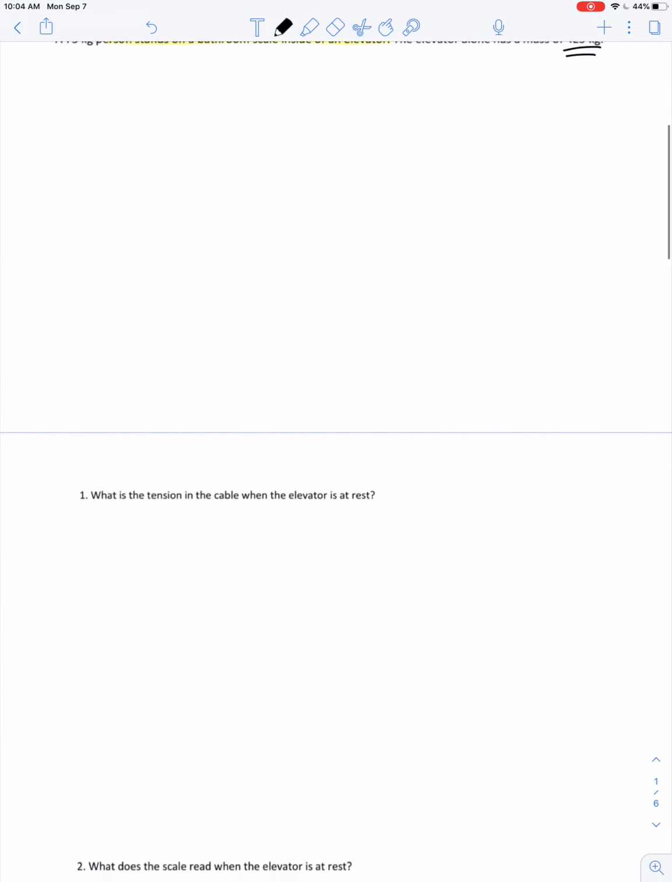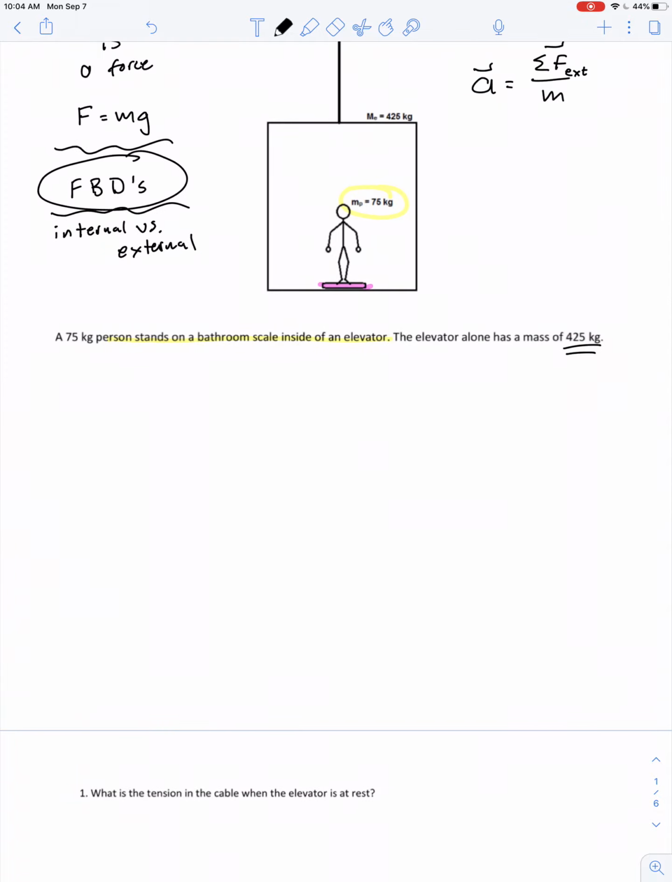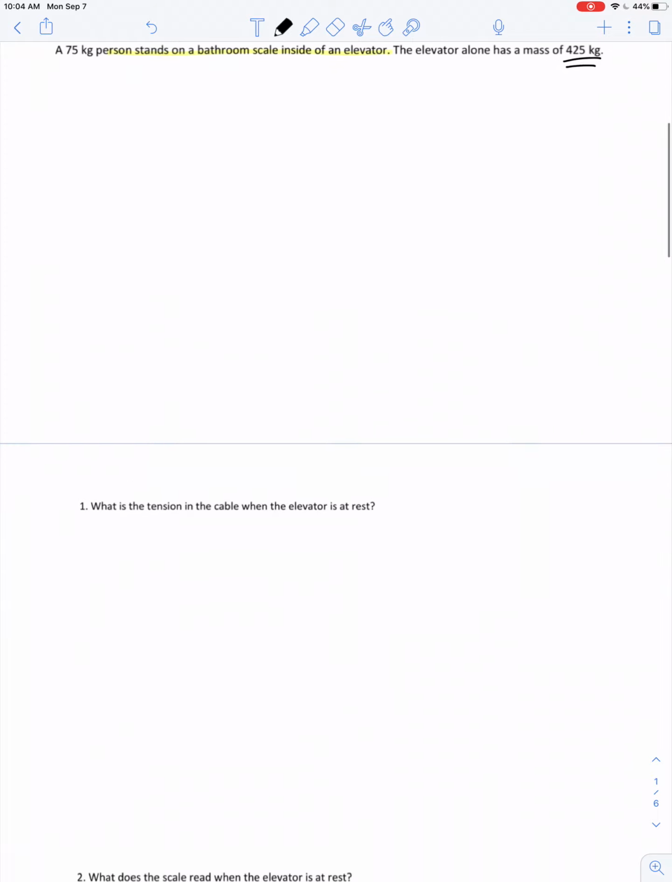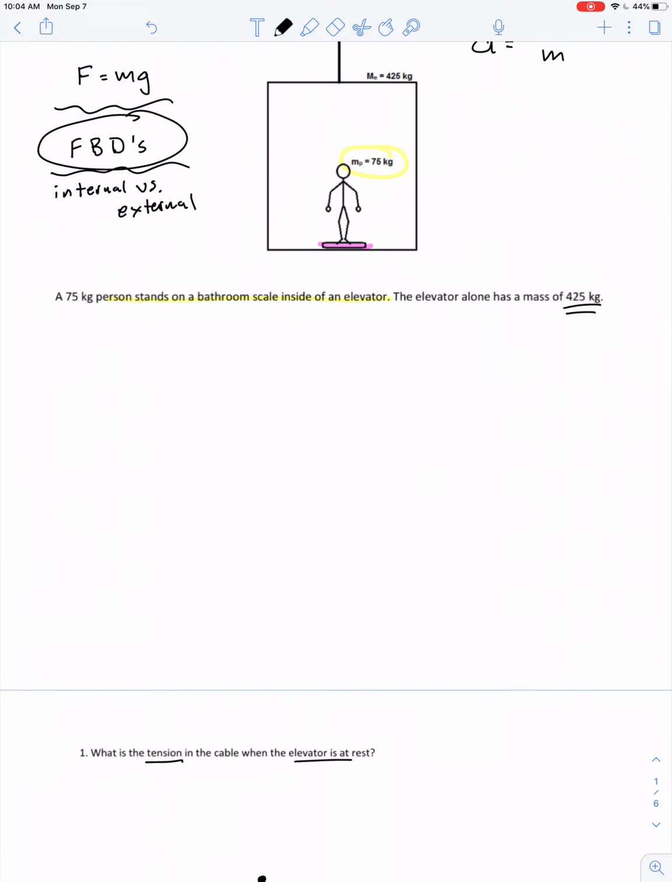What's the tension in the cable when the elevator is at rest? So let's practice making free body diagrams. So I've got a few choices. First of all, when we make a free body diagram, we just draw a dot. So what does that dot represent? Does it represent the person? Does it represent the elevator? Or does it represent the combination of the person and the elevator together? Well, I'm free to make a free body diagram for any one of those choices.